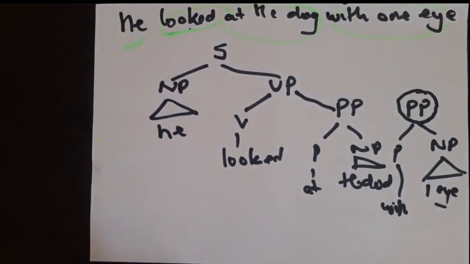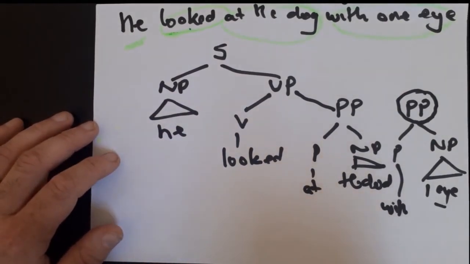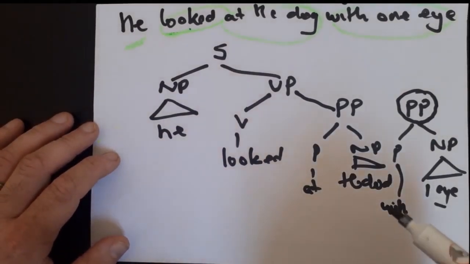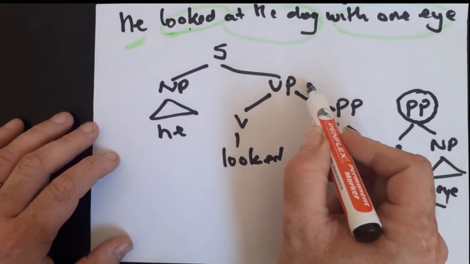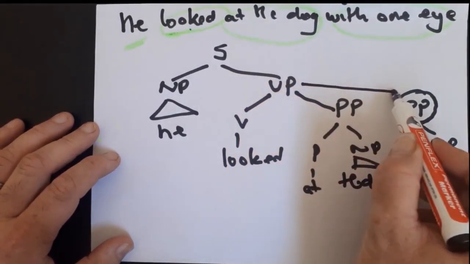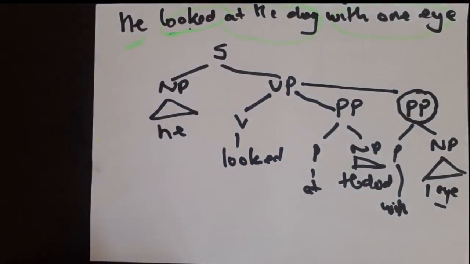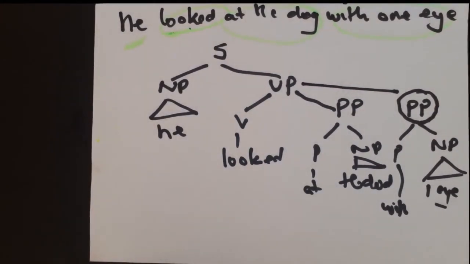So the one event that we are interested in is that he, the subject, did some looking at the dog and that he only had one eye. In that case, the looking event happened with one eye, and so our prepositional phrase is going to come off the verb phrase at this point. So the meaning that this tree structure portrays is that the dog-looking event happened with one eye.